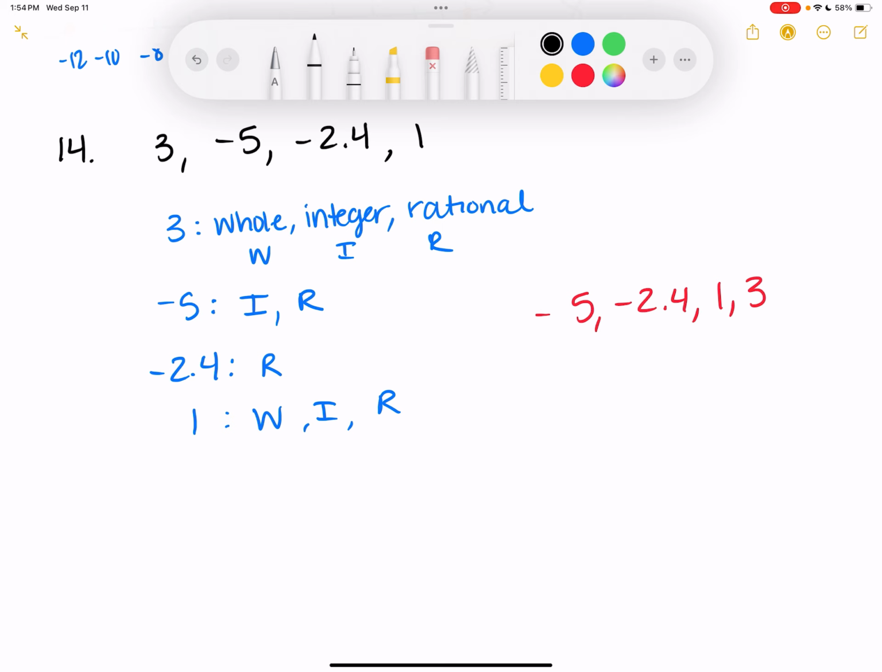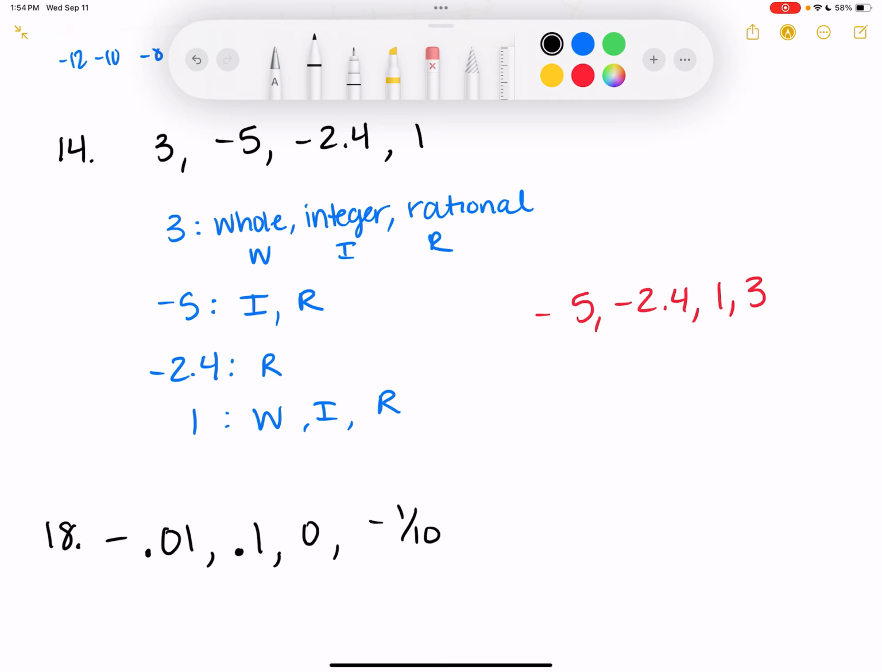This one will be interesting. 18. -0.01, 0.1, 0, and -1/10. Would 0 just be another? Well, 0 is a whole number and an integer.